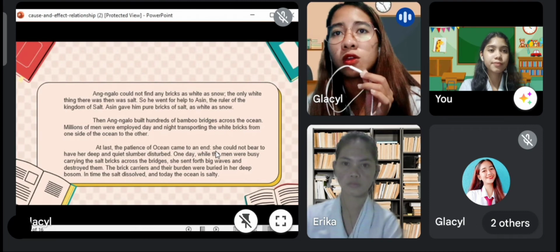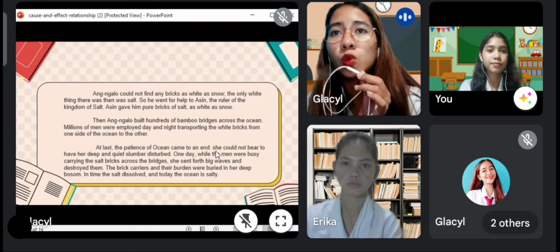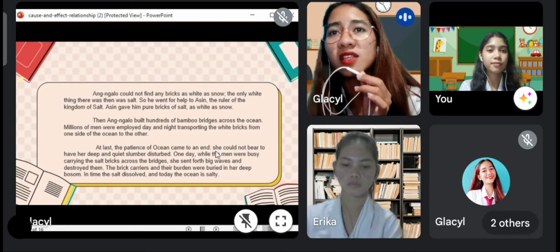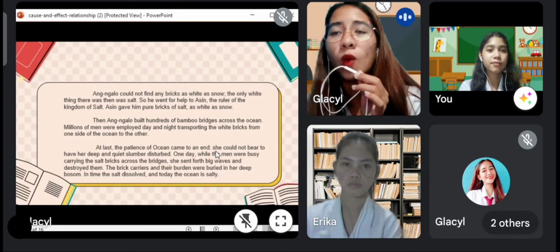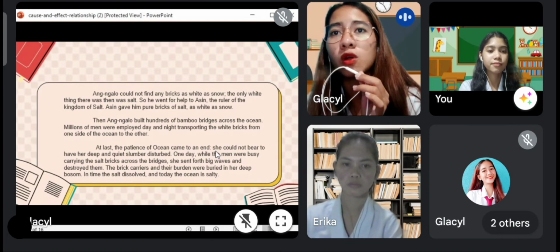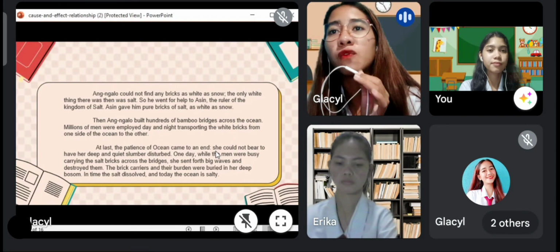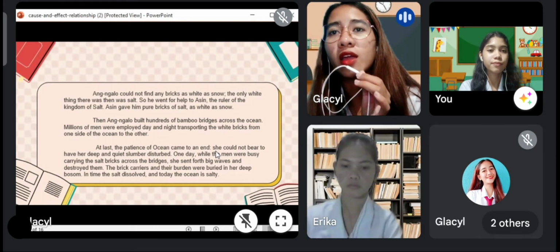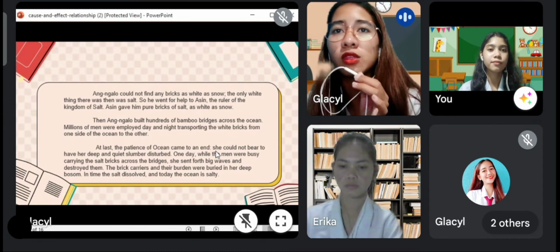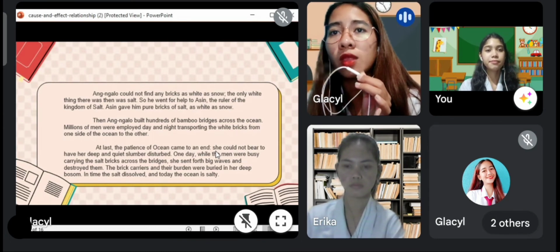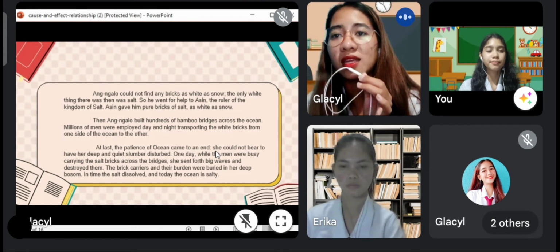At last, the patience of ocean came to an end. She could not bear to have her deep and quiet slumber disturbed. One day, while the men were busy carrying the salt bricks across the bridges, she sent forth big waves and destroyed them. The brick carriers and their burden were buried in her deep bosom. In time, the salt dissolved, and today, the ocean is salty.